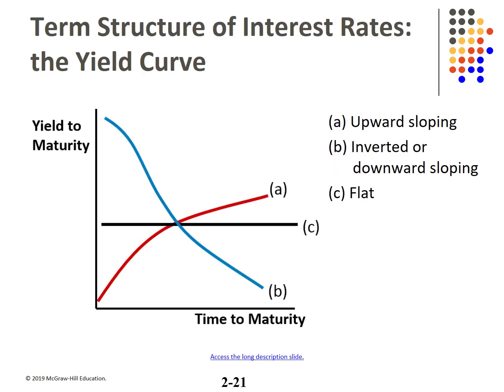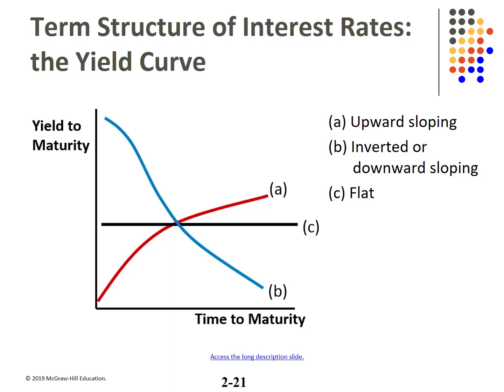This graph shows three possible directions of the yield curve. Upward sloping, A, is the most common, and we'll talk about why that is. Upward sloping indicates markets expect long-term rates to be higher than short-term rates. The B curve, downward or inverted, is not the norm, but it can occur.